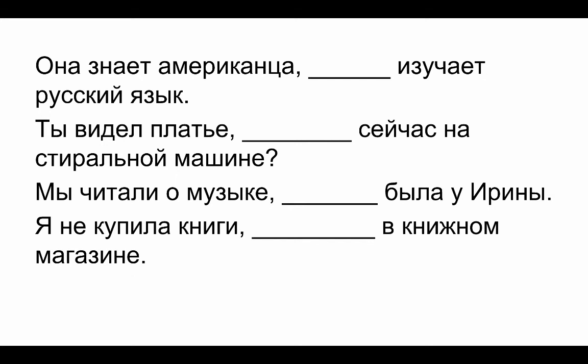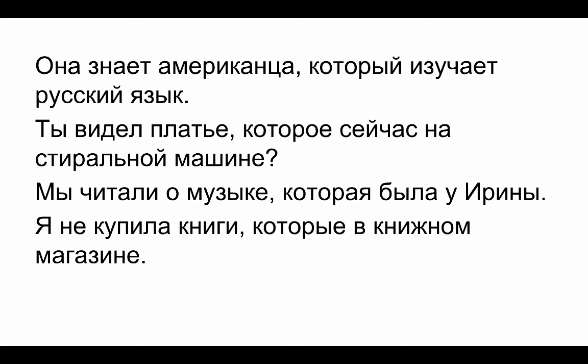Now try putting in the right form of который. Она знает американца, который изучает русский язык. Here we have который, masculine, and again, американец has become американца because it's in the accusative. Ты видел платье, которое сейчас на стиральной машине? Neuter, платье. Мы читали о музыке, которая была у Ирины. О музыке, которая, feminine. Я не купила книги, которые в книжном магазине. Книги, которые.